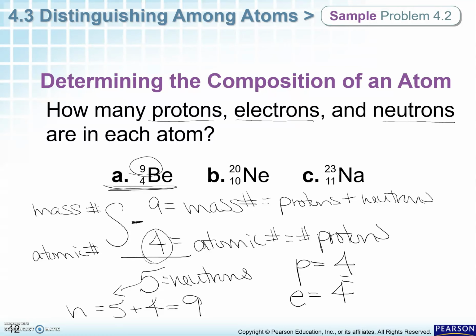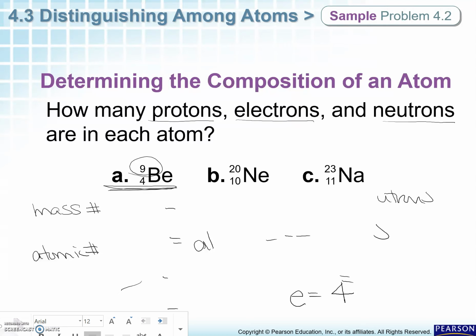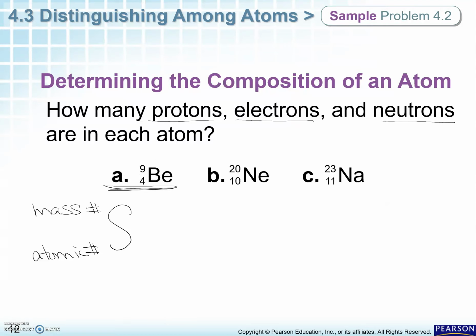So let's try the next one. Let me erase here really quick. Okay, so let's try the same idea with letter B. Remember again that the top one is our mass number, and our bottom one is our atomic number.